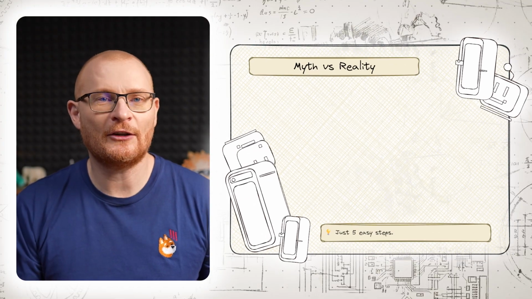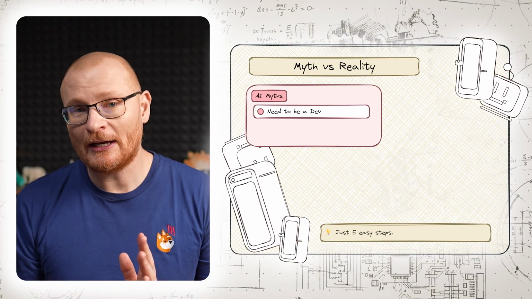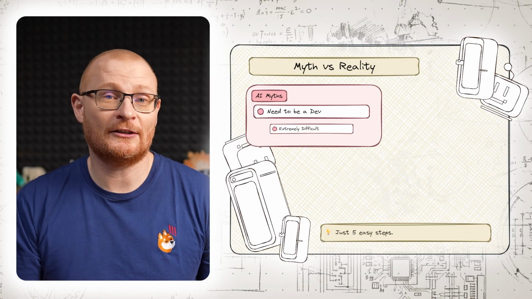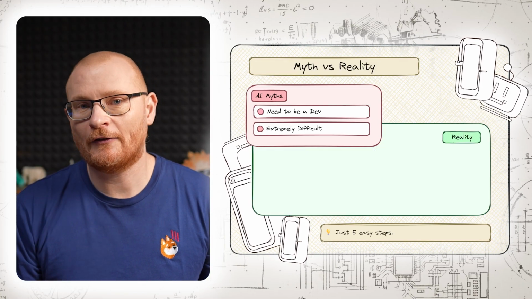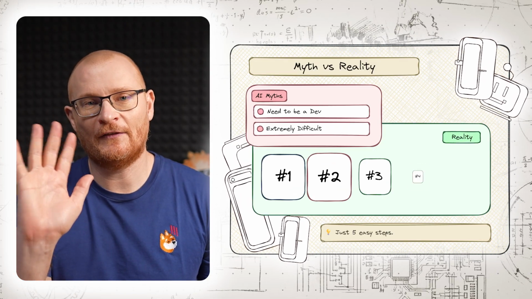We've built a specific research framework for normal people who want to reclaim their lives from the algorithm. And if you're thinking that you need to be maybe a developer in order to do that, or you think it's going to be extremely difficult, then you're very, very wrong. It's going to be done in 5 very simple steps.